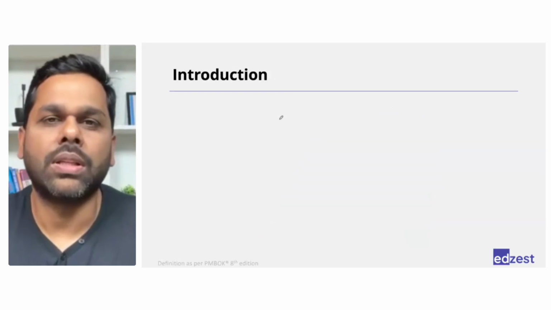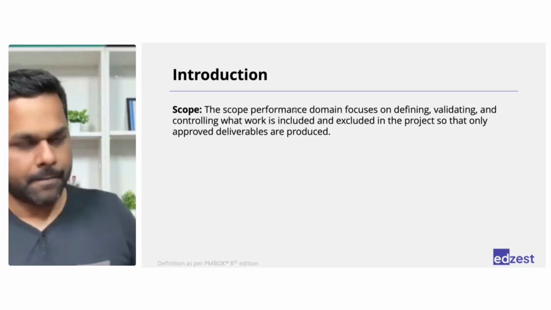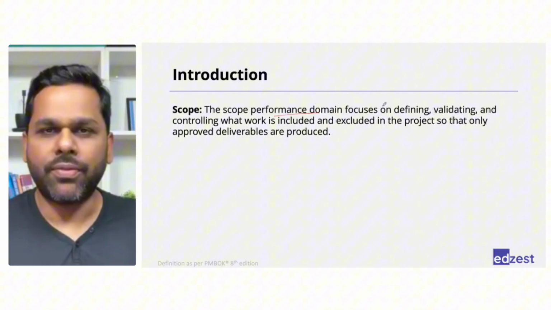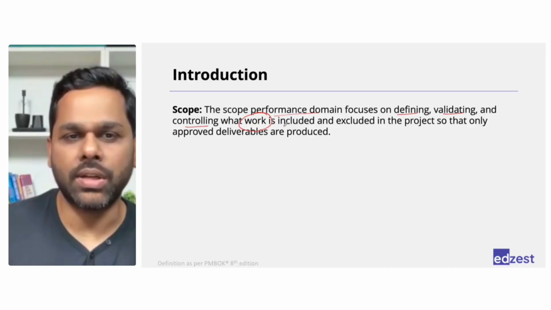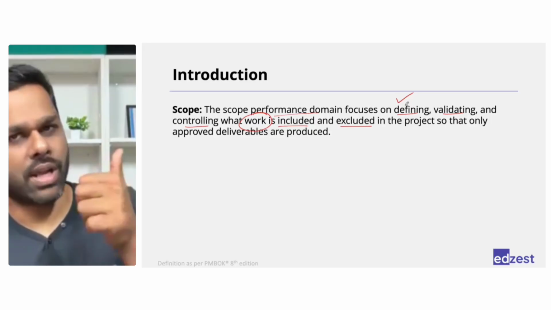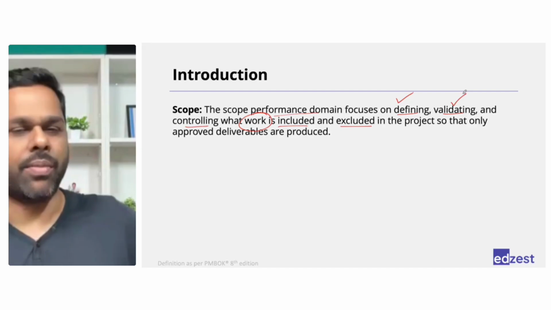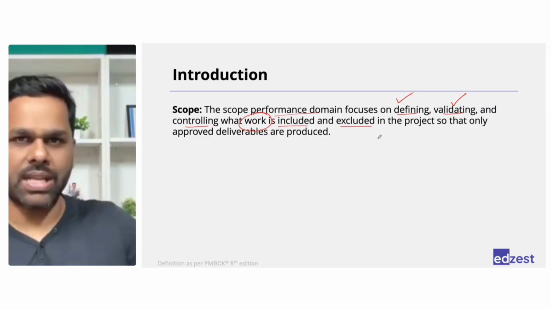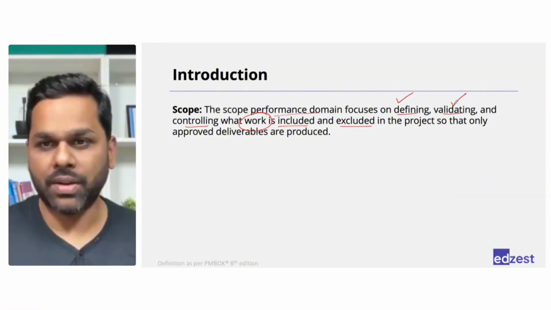Okay, let us start with the introduction first. What is scope? Scope is basically the work that we are supposed to do, right? And when we talk about scope performance domain, it focuses on defining, validating, and controlling what work is included and excluded in the project. Basically, you would try to understand what it is that we have to deliver, list it down completely, right? When the work gets completed, get it validated from the customer that yes, this is what we have done. Do you think it meets your expectations? If yes, they'll accept it. If not, you will have to make some changes and then they will accept it. Okay, that is part of validating.